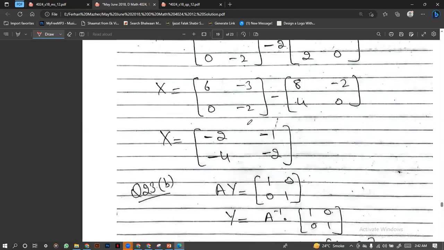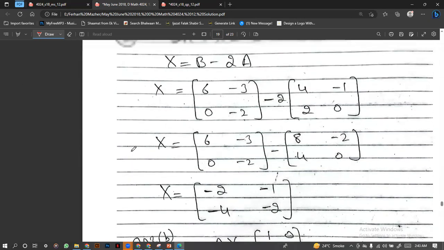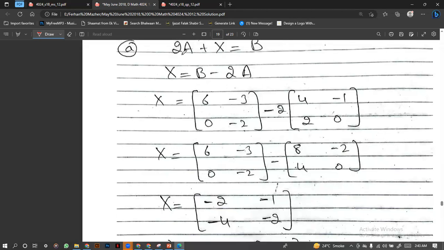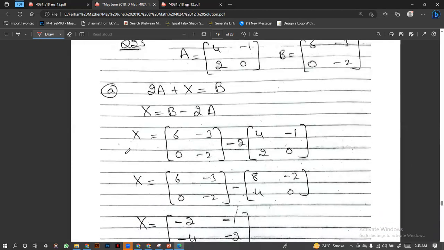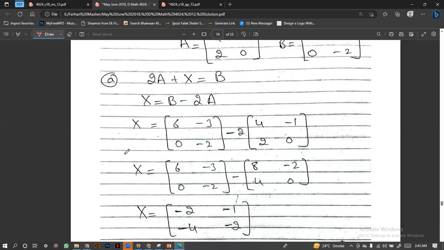Now I will do this subtraction. 6 minus 8, that's minus 2. Minus 3 minus minus 2, that is minus 3 plus 2, and that's minus 1. 0 minus 4, that's minus 4. Minus 2 minus 0, that is minus 2. So we got the value of X, and that is this value. Hopefully you understand, and this is how this A part is done.